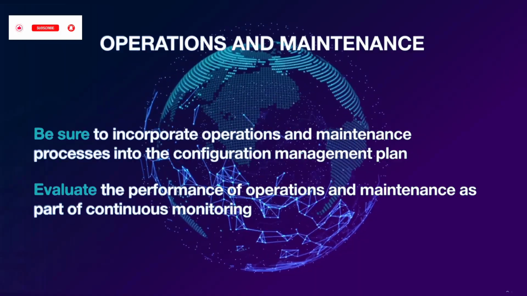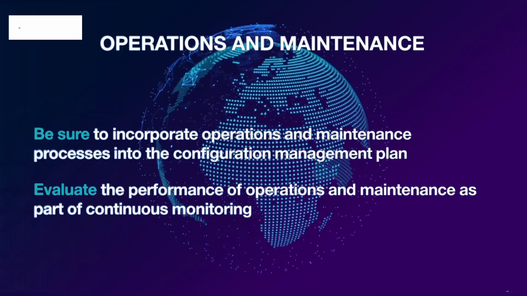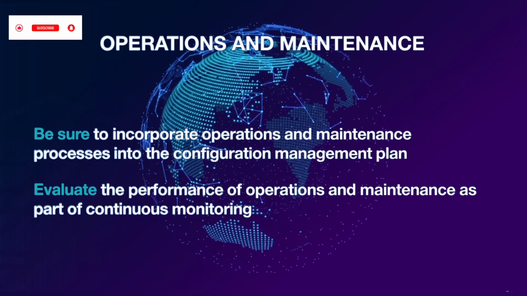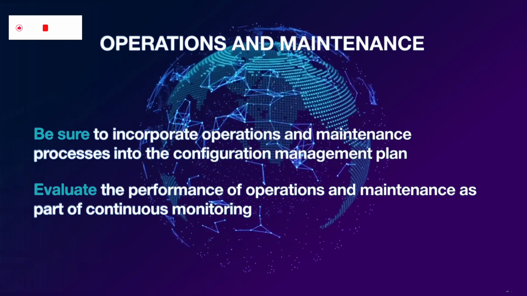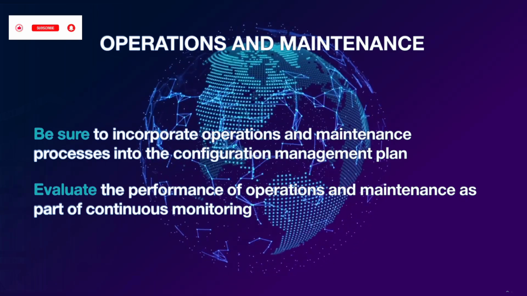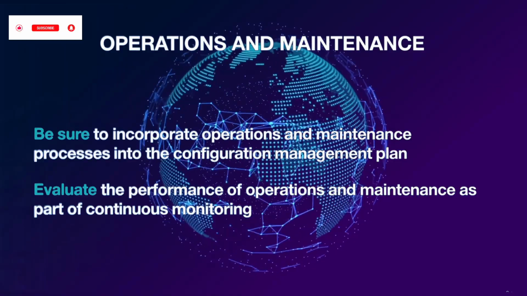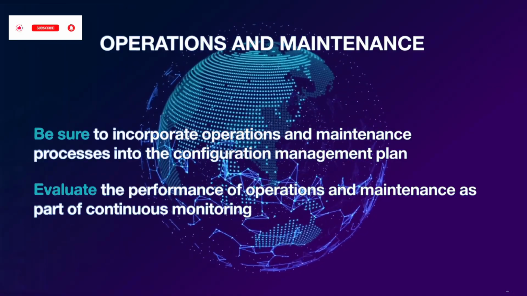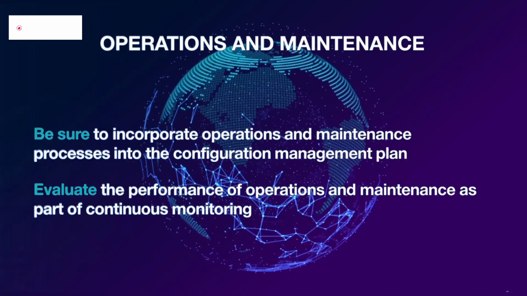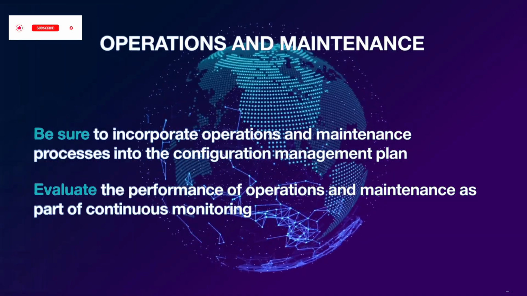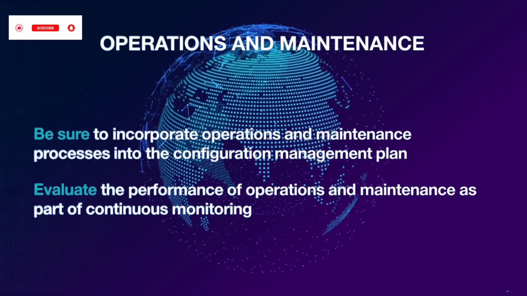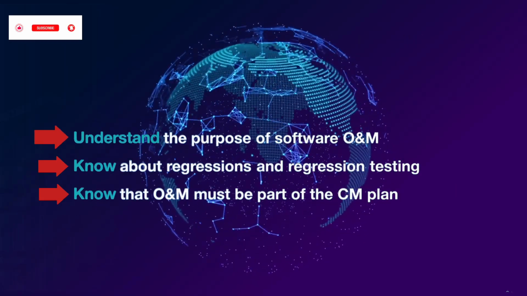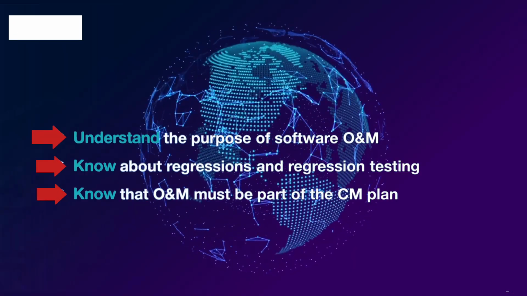That way we are not getting rogue patches installed, we are not getting rogue bug fixes installed, and things like that. That might also help us identify maybe there are some backdoors where automatic updates are installed where they should not be, and we are getting patches from the outside. This will help with all of them. So the bottom line for O&M is to understand the purpose of software O&M, know about regression and regression testing, and also know the O&M must be part of the CM plan.